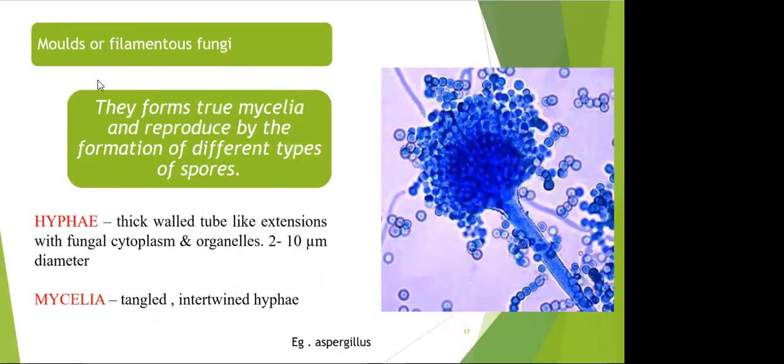This next one is very important. There are molds, or filamentous fungi. They form true mycelia and reproduce by the formation of different types of spores. The best example is Aspergillus. The hyphae are thick-walled, tube-like extensions with fungal cytoplasm and organelles, usually 2 to 10 micrometers in diameter. And mycelia are tangled, intertwined hyphae.